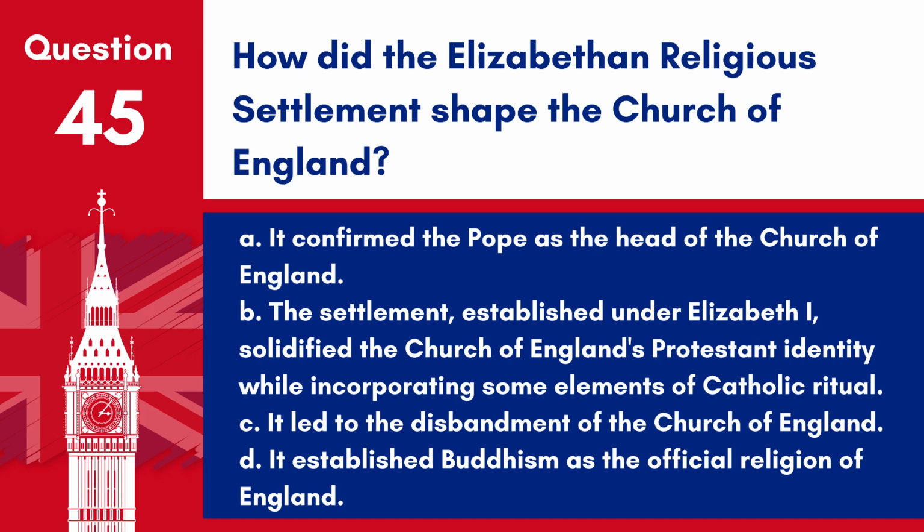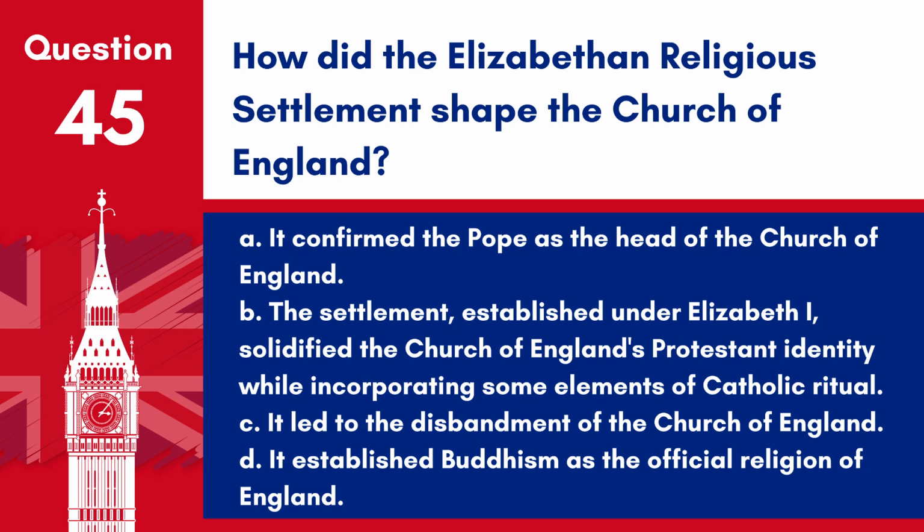Question 45. How did the Elizabethan religious settlement shape the Church of England? A. It confirmed the Pope as the head of the Church of England. B. The settlement, established under Elizabeth I, solidified the Church of England's Protestant identity while incorporating some elements of Catholic ritual. C. It led to the disbandment of the Church of England. D. It established Buddhism as the official religion of England.